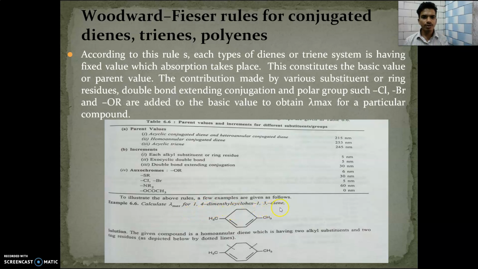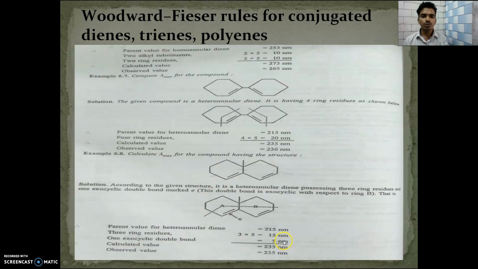Here is 1,4-dimethyl cyclohexa-1,3-diene with CH3. This compound contains a homoannular diene, meaning a cyclic diene containing alternating double bonds with alkyl substitution on both sides. So we have two alkyl substitutions here. 2 into 5 gives 10 nanometers, and 2 ring residues are there, so 5 into 2 becomes 10. The parent value for homoannular diene is 253 nanometers. So the total becomes 273 nanometers. It is a calculated value, but the observation on the instrument gives 265 nanometers.